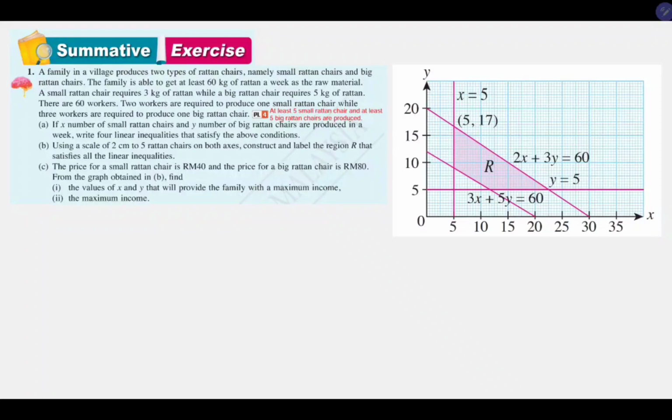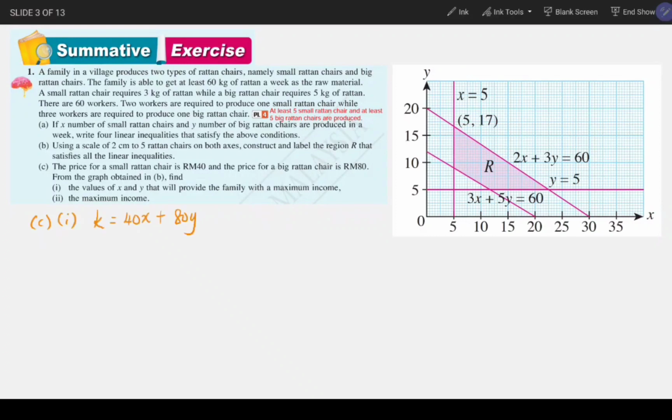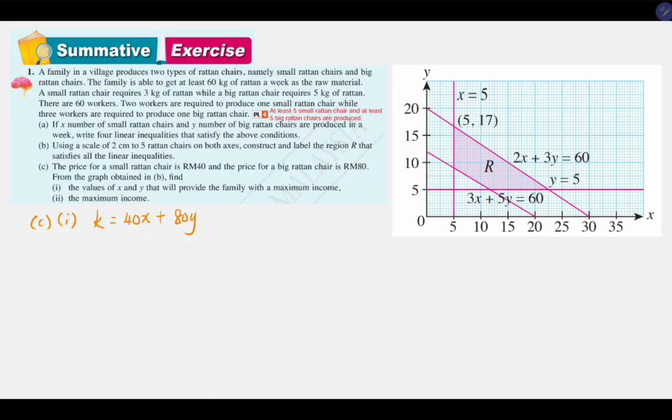C. The price for a small rattan chair is 40 ringgit and the price for a big rattan chair is 80 ringgit. From the graph in B, find number 1, the values of X and Y that will provide the family with a maximum income. So, we need to form an objective function for the income. The objective function is K equals 40X plus 80Y. Then with this objective function, we let K equal 400 and get the Y-intercept and X-intercept respectively and draw out the objective function line.